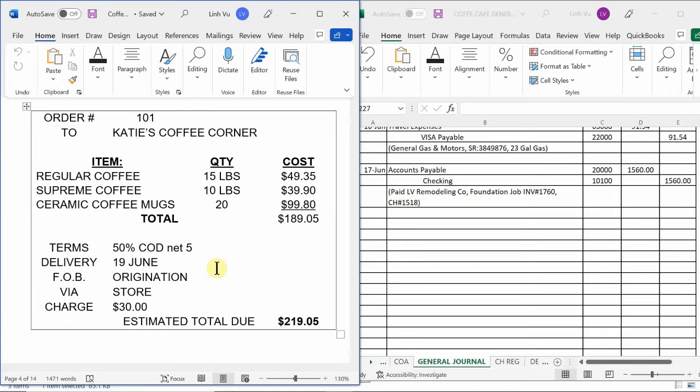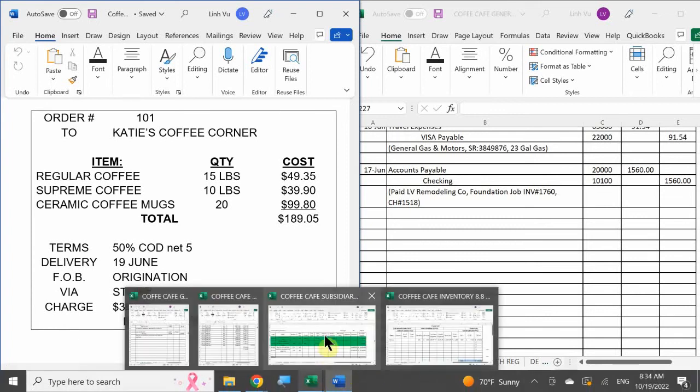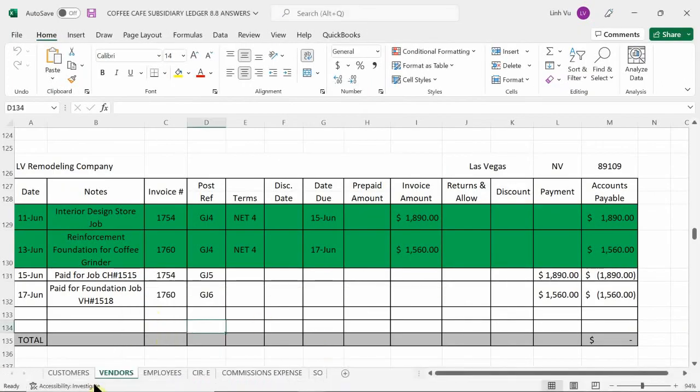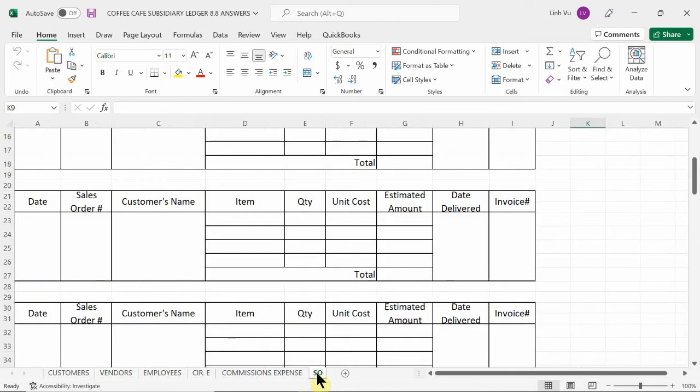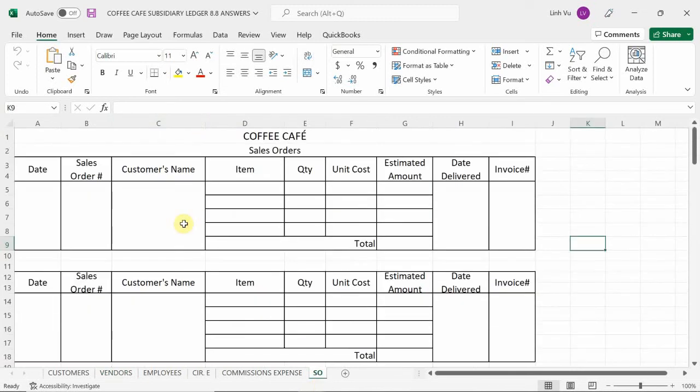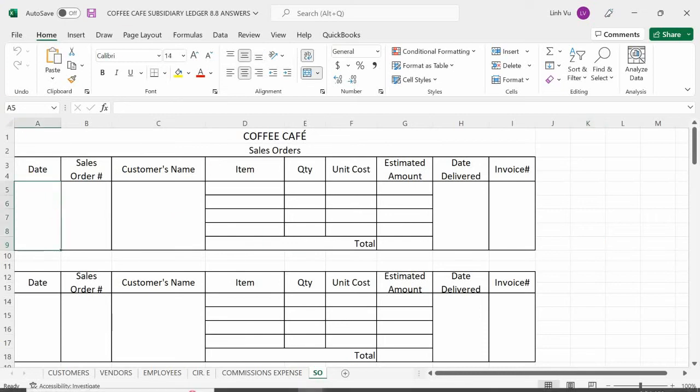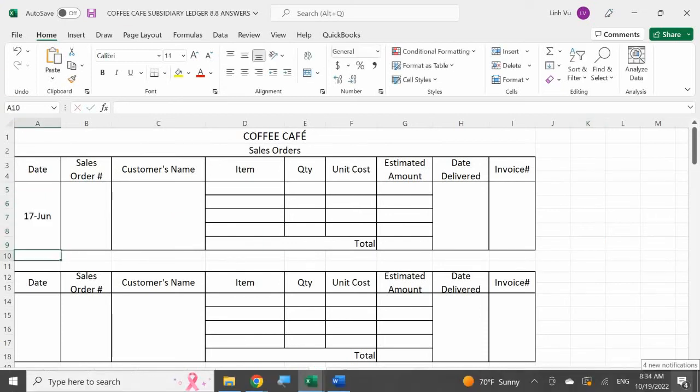Your sales order form should be under your employees or your payroll sheet. In this case, I have it under my subsidiary ledger for all the people that are involved with my business, including customers, vendors, and employees, and we're going to go to sales orders. So, we know this much information: the date today is the 17th, and this is sales order 101.